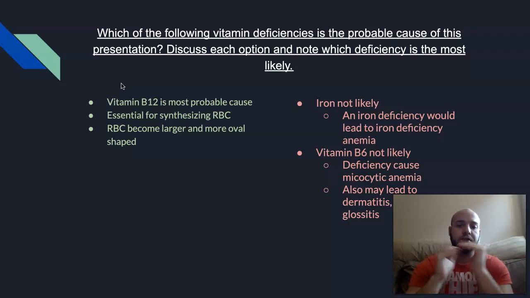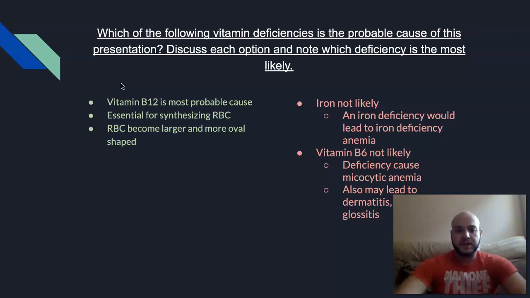So other answers, iron is not likely, because this would lead to iron deficiency anemia, and we would see a decrease in iron in these blood tests. Iron is needed for hemoglobin and myoglobin. Hemoglobin transfers oxygen to the myoglobin in the peripheral tissues, and the cycle begins again.